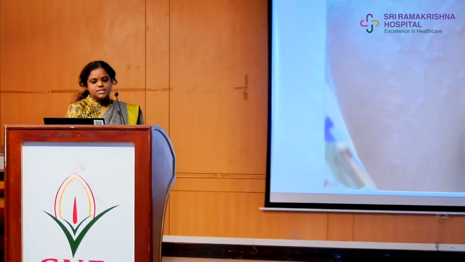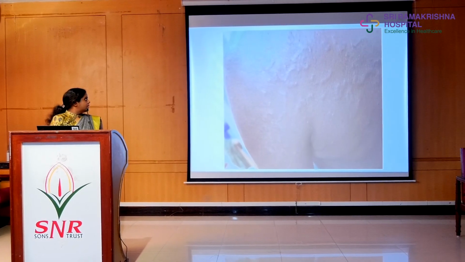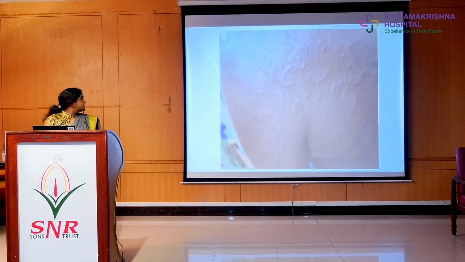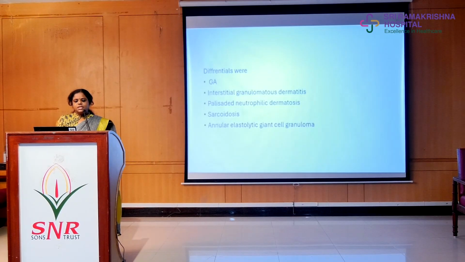So this is the first case. This patient, a 75-year-old male, presented with these lesions. They were mildly pruritic, not that much, and not erythematous. They were skin-colored annular lesions. You can see the annular lesions. Keeping the differential diagnosis of granuloma annulare, interstitial granulomatous dermatitis, palisaded neutrophilic dermatosis, sarcoidosis, and annular elastolytic giant cell granuloma.